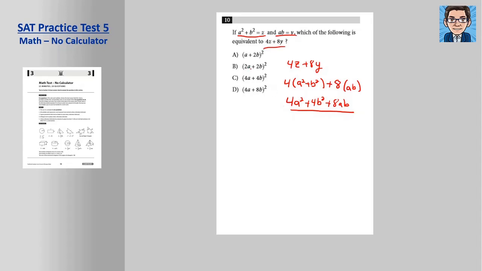The product is going to be 4ab. Twice the product is going to be 8ab. Square the last one, and we get 4b squared. So our answer is going to be here.